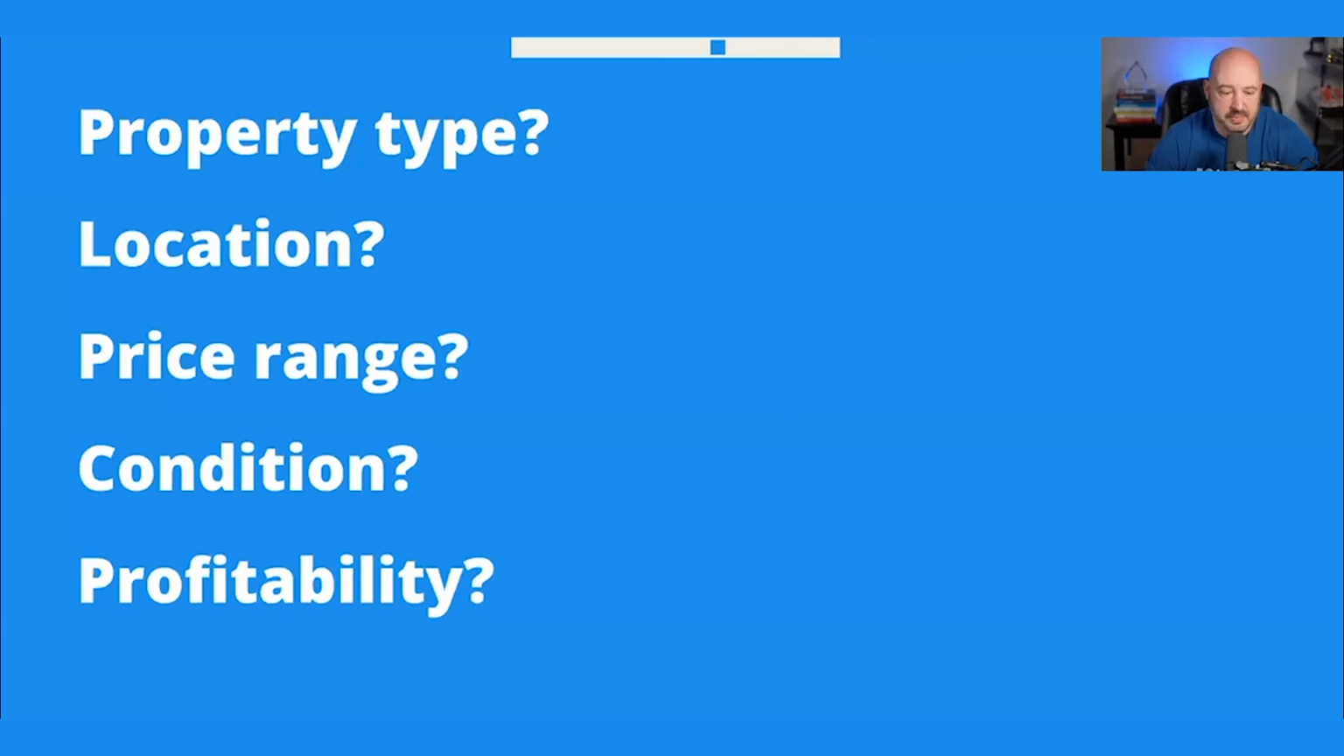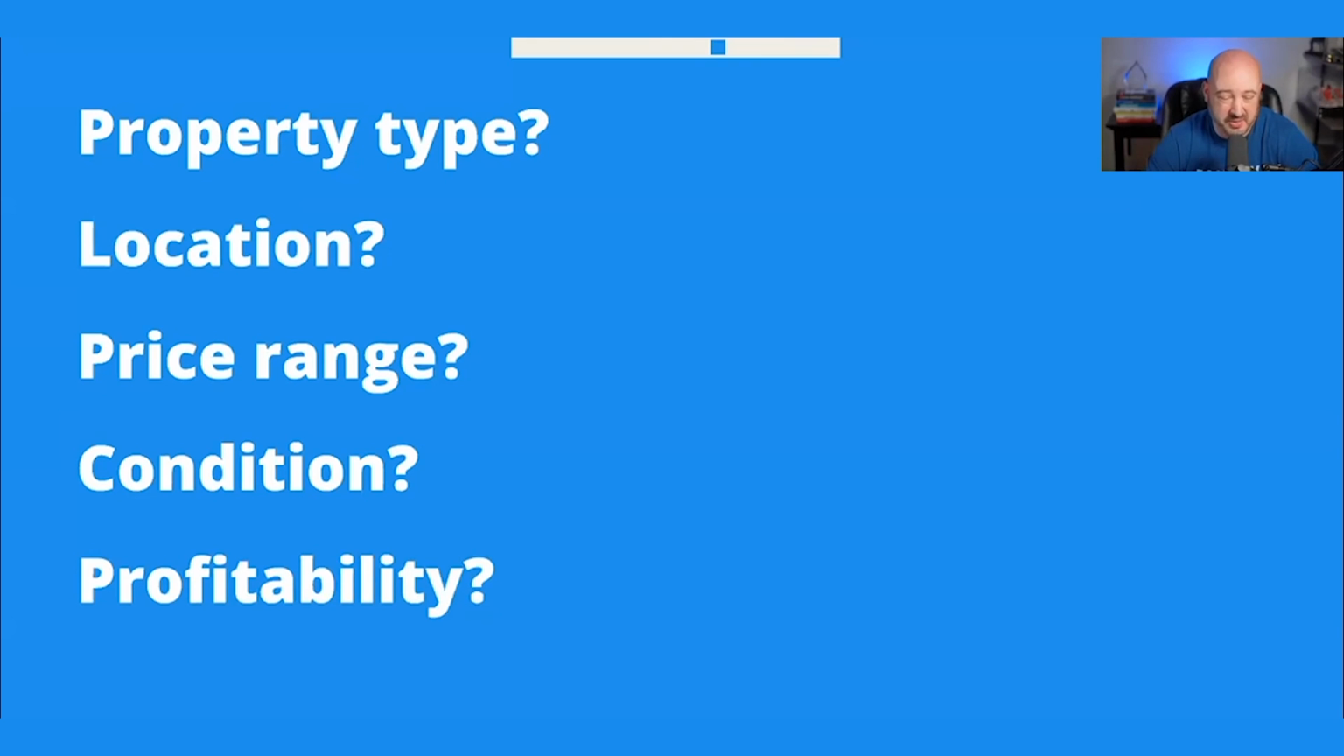Next up is the location. What area am I looking in? Then you've got your price range. You're probably not looking at houses that are 100,000 up to 10 million. There's going to be a range that you've been pre-approved for that you're comfortable with, that you're going to be actually working within. Then you're going to look for the condition.